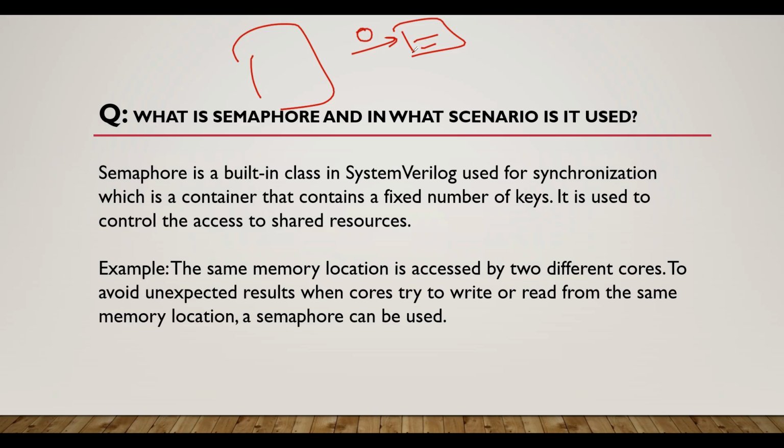So suppose three persons want to access the same resource and I have assigned a key to one person. Once this person has completed the process, they put the key back, and then another one will get the key and start the process. So this way your semaphore is used.